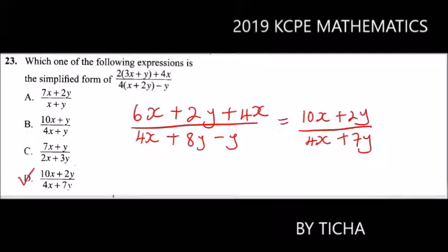So you just put the right terms together. Putting the right terms together means you add the ones that have the same letters. For example, we have added 6x plus 4x to get 10x. We have subtracted 8y minus y, we got 7y. So that's how you work out that question.